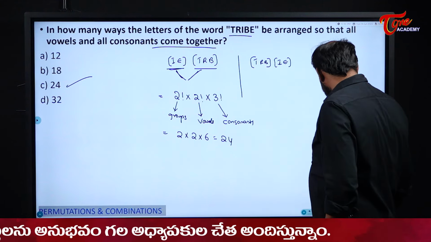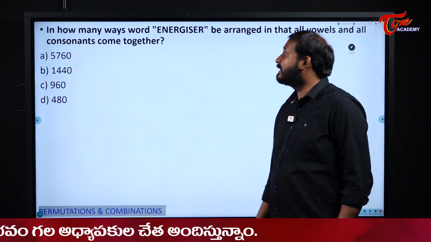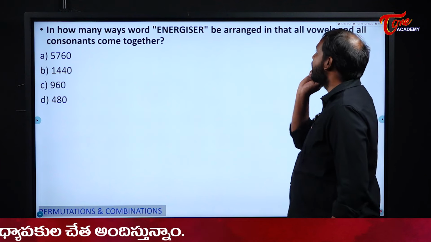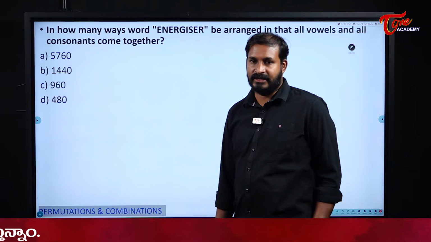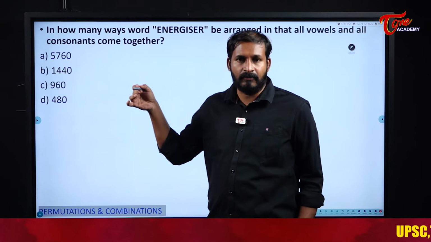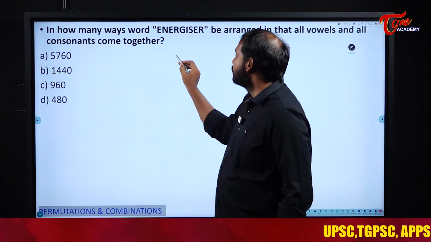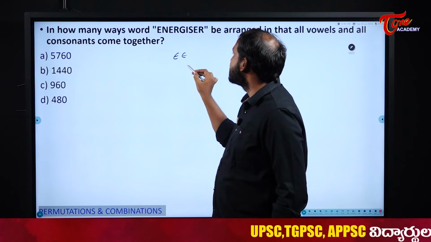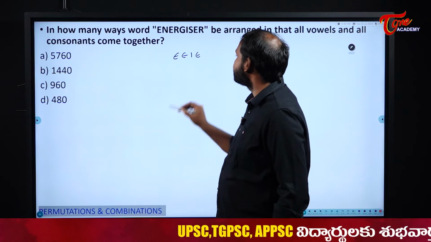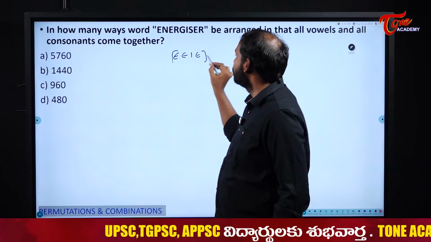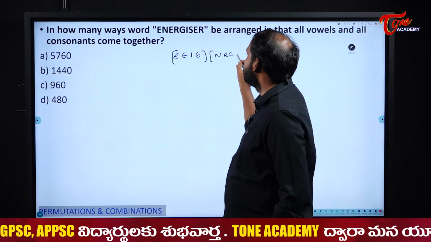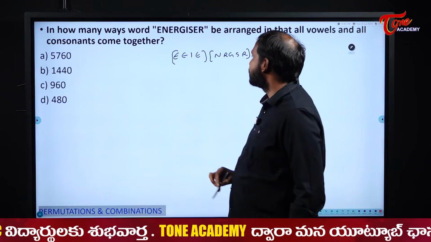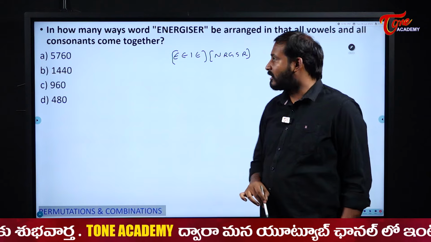Now the next one. In how many ways can the word energizer be arranged such that all the vowels and all the consonants come together? Similar one. So pause the video and try to get the answer. So E, E, I, E are the vowels I have. And what are the consonants? N, R, G, Z, R are the consonants which I have.